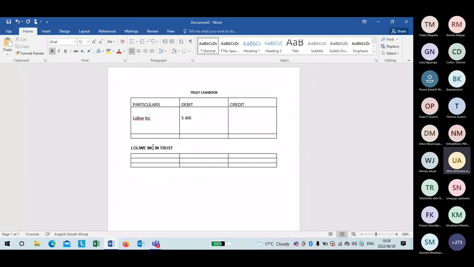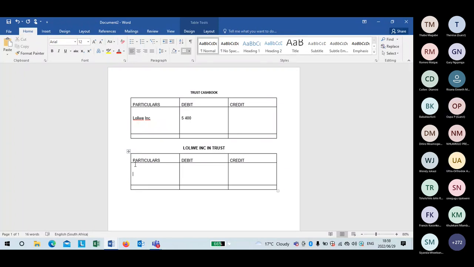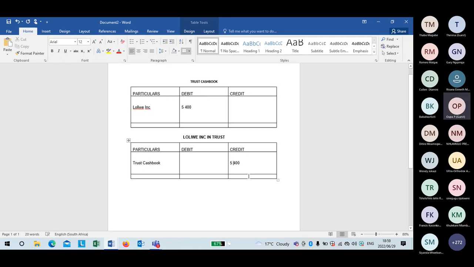And what do we do here? We credit them. 5,400 rand to them. Right. So, under particulars, what do we write as our narration? Trust cash book. Debit or credit? Credit. We credit. And our narration has already been given as trust cash book, and the amount is 5,400 on the credit side. So we are done with our step number one.